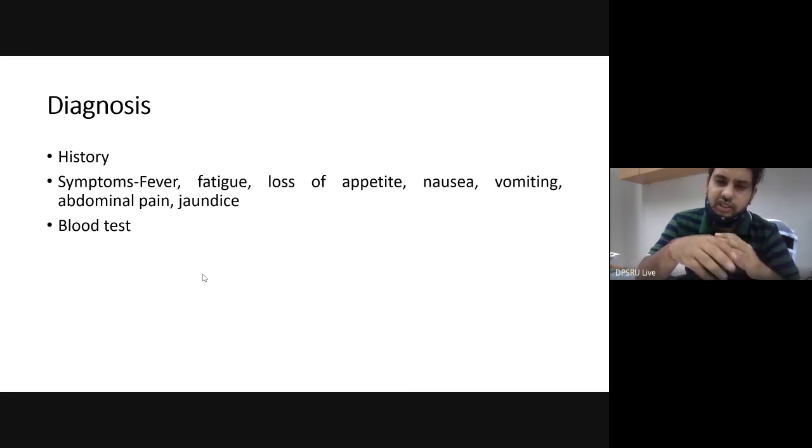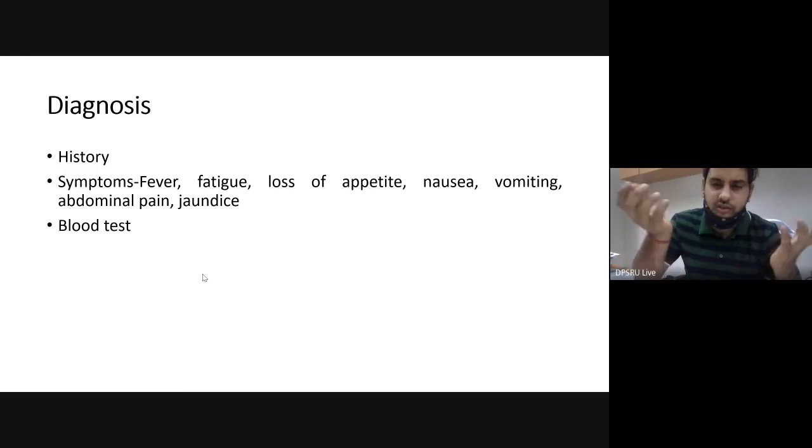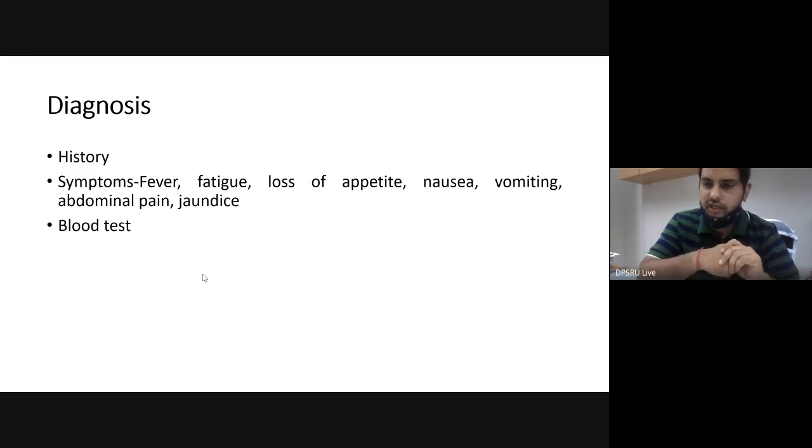But these symptoms are very generalized, and they overlap with other diseases. Fever happens in every viral infection. Fatigue happens in various diseases. Loss of appetite happens. Nausea, vomiting. So these are not very specific symptoms. On the basis of these symptoms, it's very difficult to say the person is suffering from hepatitis. So of course, with the help of a blood test, we can get to know whether the person has hepatitis A infection, or hepatitis B, or hepatitis C, or D.